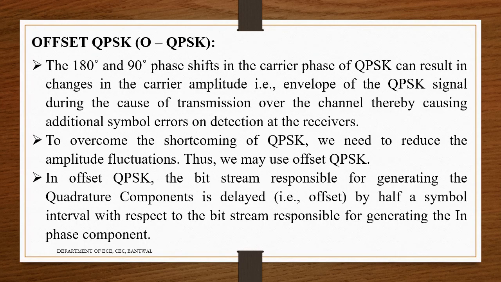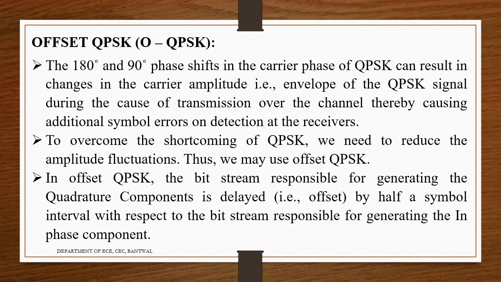At first, what do we mean by offset QPSK? The 180 degree and 90 degree phase shifts in the carrier phase of the QPSK can result in changes in the carrier amplitude, that is, the envelope of the QPSK signal during the course of transmission over the channel, thereby causing additional symbol errors on detection at the receiver. So what is happening here? The 180 degree phase shift and the 90 degree phase shift in the carrier phase of the QPSK cause a change in the amplitude level. That affects the envelope of the QPSK signal.